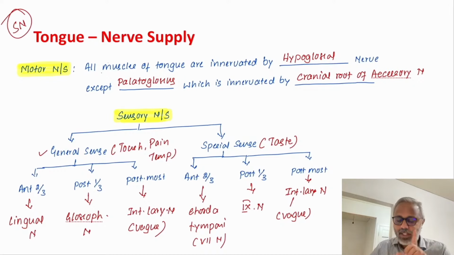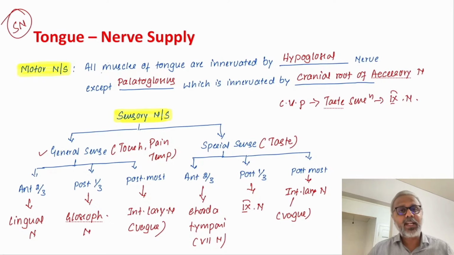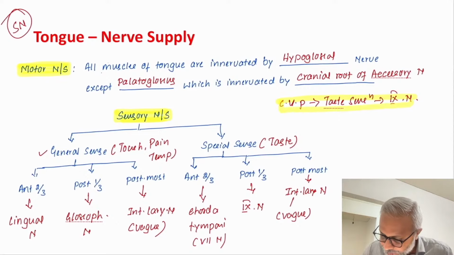Once you write all this, I want you to write one more important sentence. Circumvallate papillae, even though they are present in the anterior two-thirds, the taste sensation is carried by the glossopharyngeal nerve. In spite of being present in the anterior two-thirds, chorda tympani will never carry their taste sensation; it is carried by the glossopharyngeal nerve.